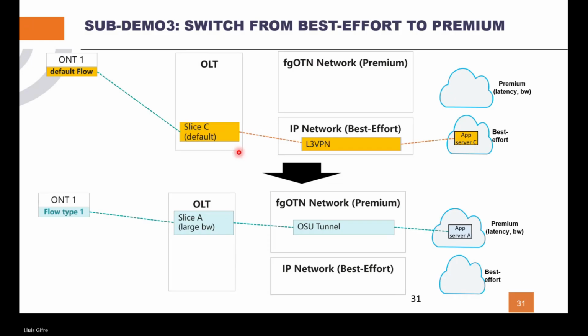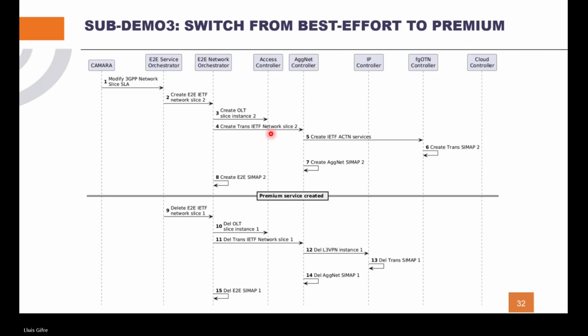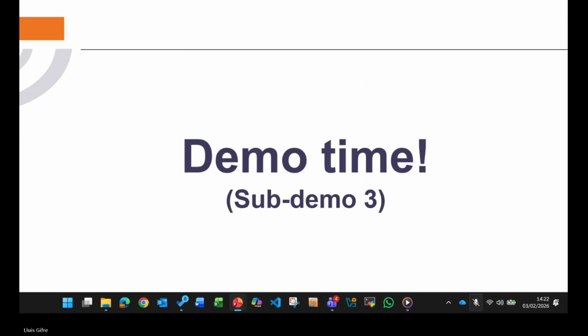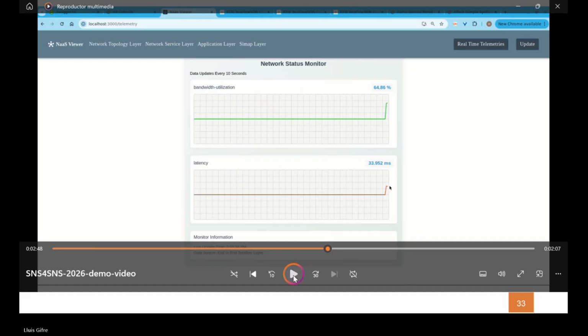Okay, what will happen essentially is this. The original service that was using a best effort slice will migrate to an OSU tunnel supported by the FGOTN network that is being developed and standardized by F5G. And for the switching, the first part consists in creating the service at the premium. And whenever the premium service is created, then we tear down the one at the best effort in order to release the unneeded resources. And then let me showcase the second part.